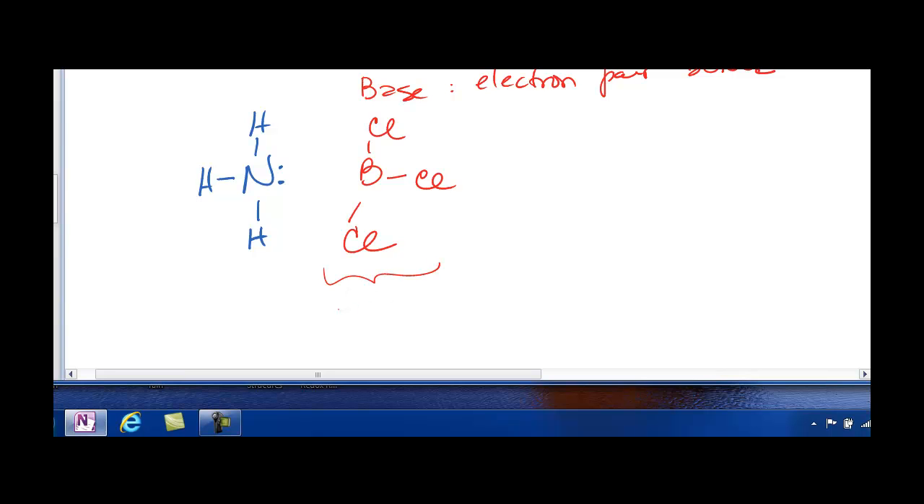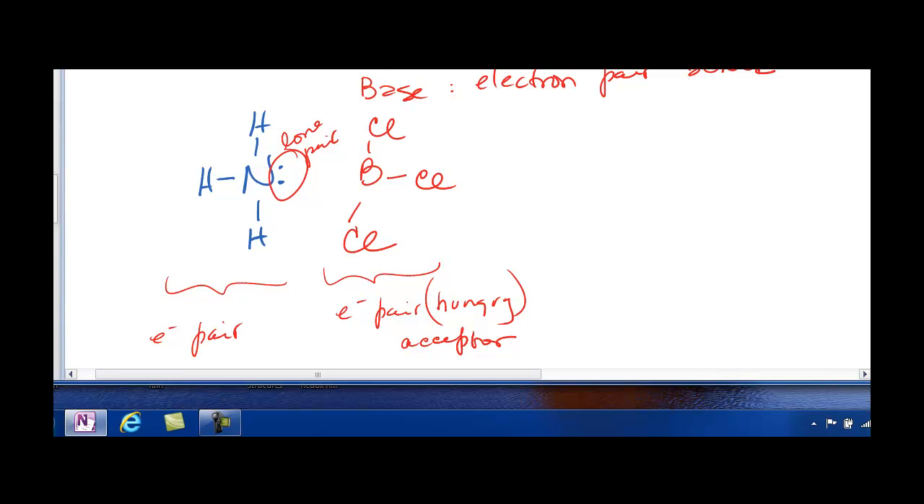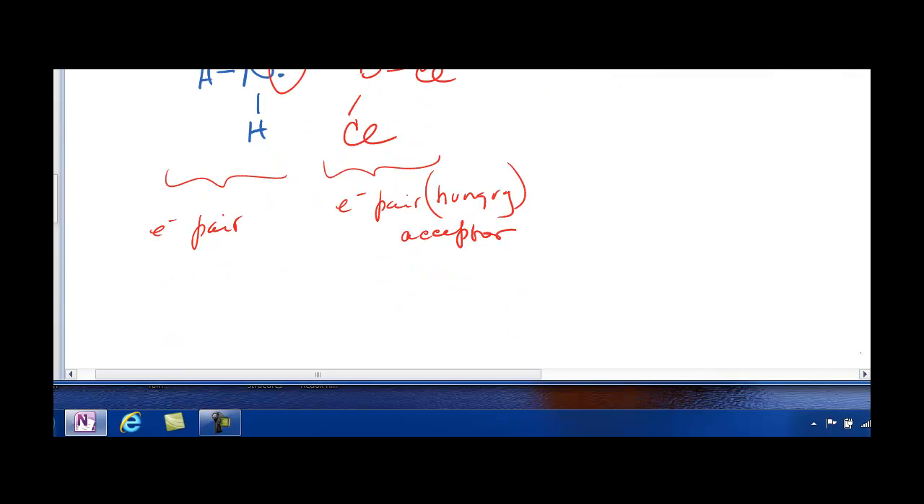So this guy, it's electron pair hungry. We don't call it hungry, we call it acceptor, because it wants an electron pair more to make its octet. It's hungry for electrons so that it can complete its octet. Ammonia has a what? Has a lone pair. So this guy is a potential electron pair donor.